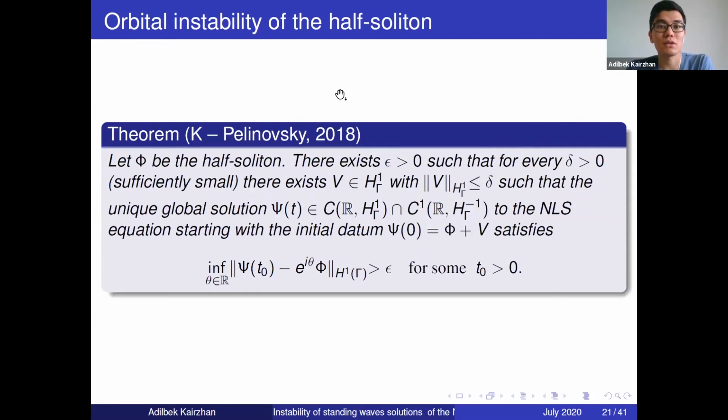And that's our main result on the instability of half solitons. We show that the half soliton is orbitally unstable. So it means that there is some time t0 and some initial data v such that v is sufficiently small, but the solution always goes, at some time t0, beyond the epsilon neighborhood of the orbit of the half soliton.